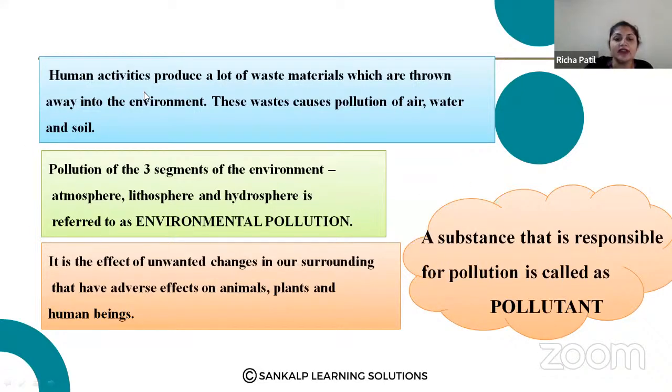So when these pollutions are occurring or affecting these three layers, it is referred to as environmental pollution. So what is a pollutant? A substance that is responsible for pollution is called a pollutant.